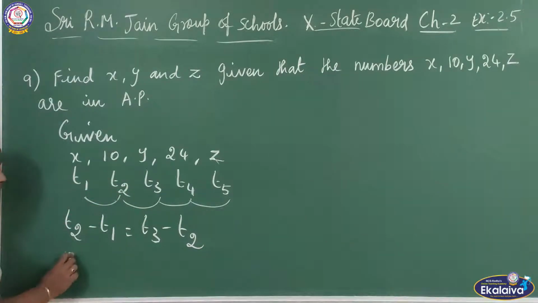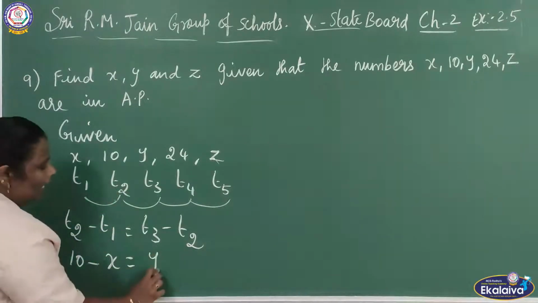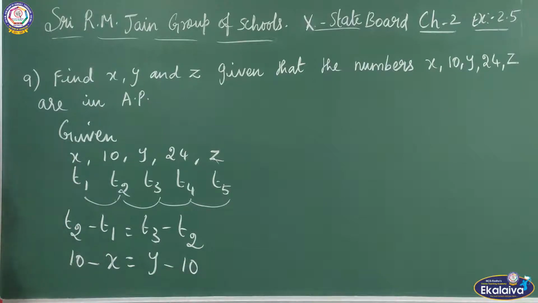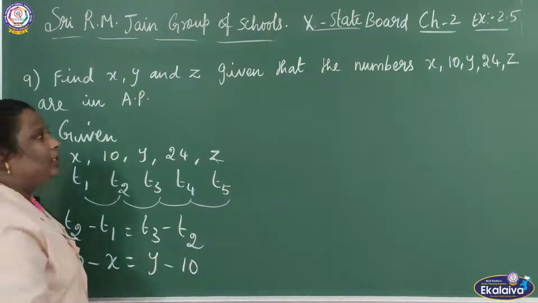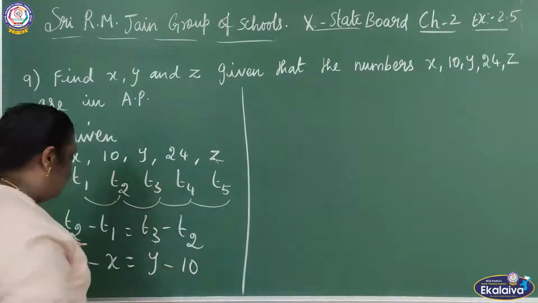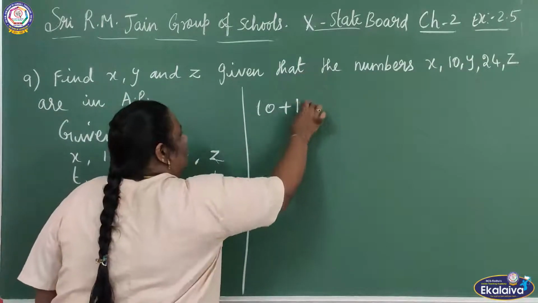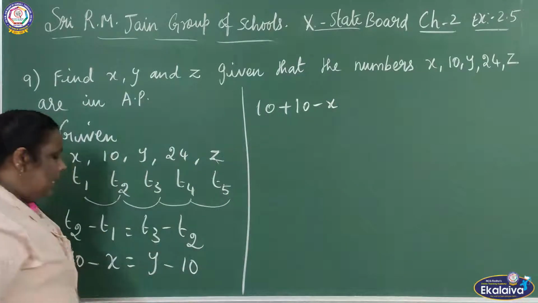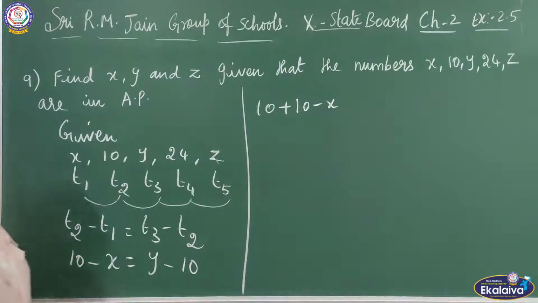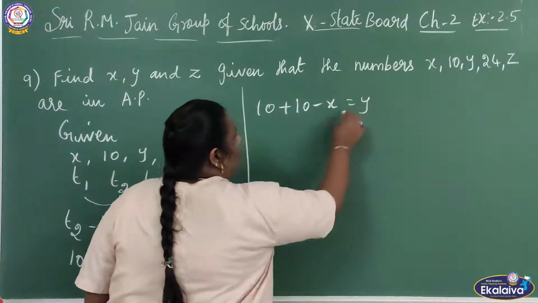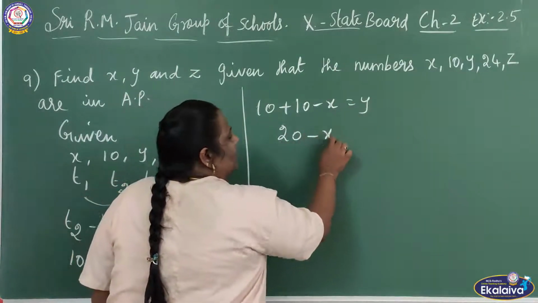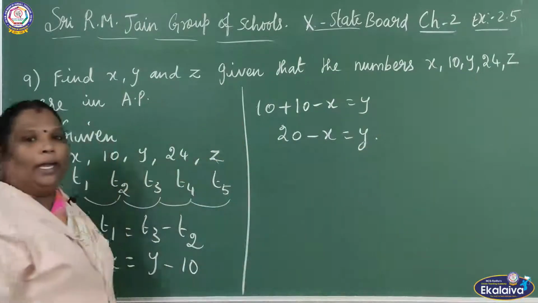What is T2? 10. What is T1? x. What is T3? y. So 10 minus x equal to y minus 10. Bring everything to this side. It gives 10 plus 10 minus x equal to y. So 20 minus x equal to y.